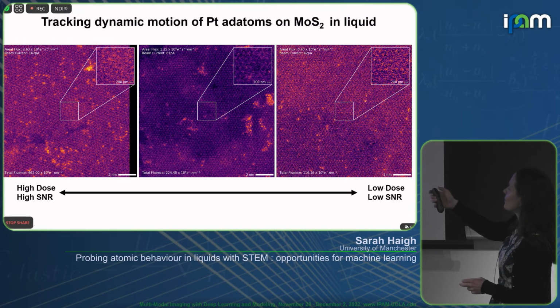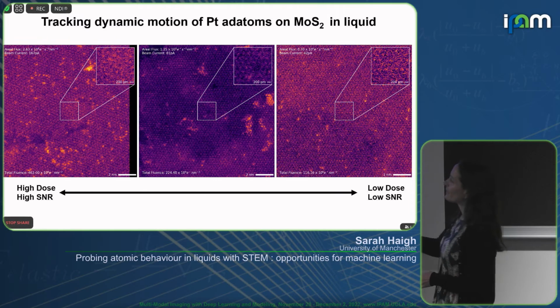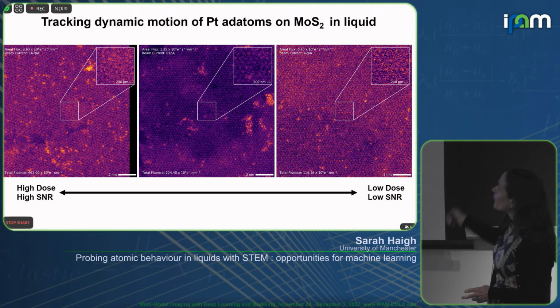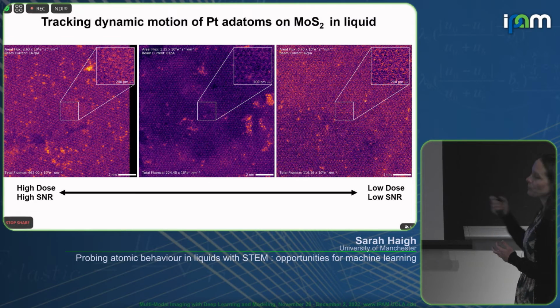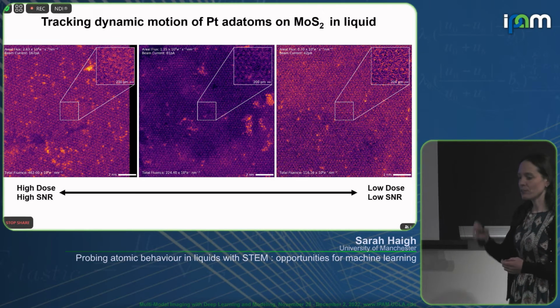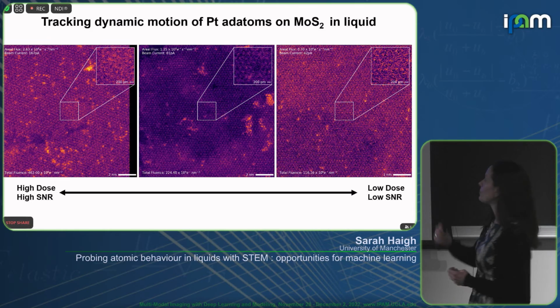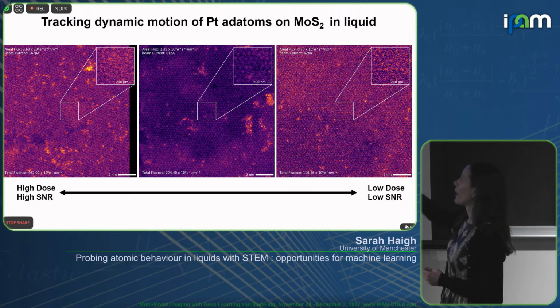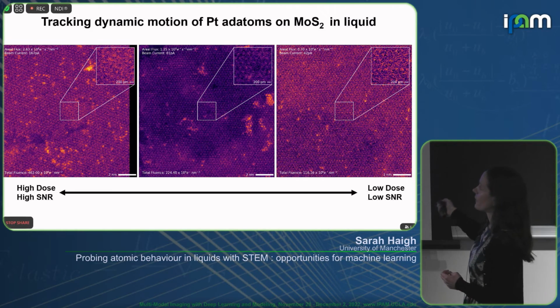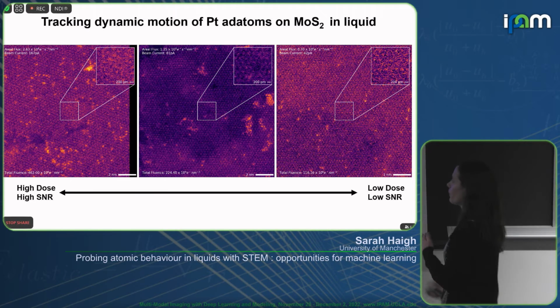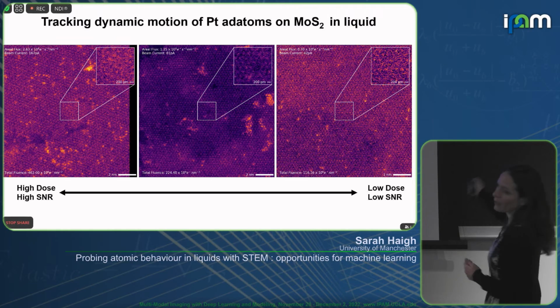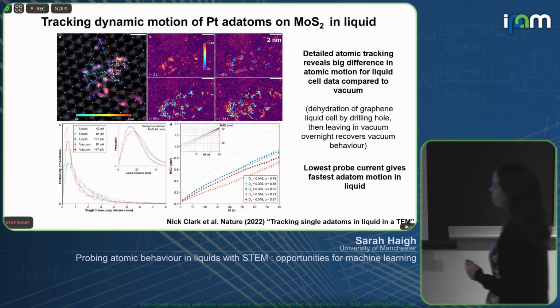Now, in these systems, we do see damage to the samples, and we are limited in how low we can go in the electron flux. And that's because we still want to be able to get the positions of those platinum atoms, and we want to be able to see the location of the underlying molybdenum disulfide atom. So we've got about an order of magnitude difference in the dose that we can use, but we'd really like to be able to go much further down in terms of electron dose.